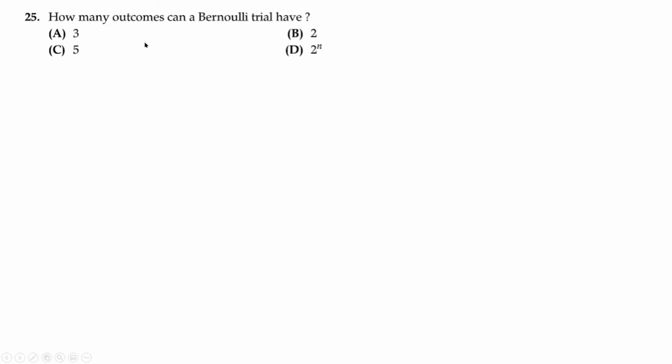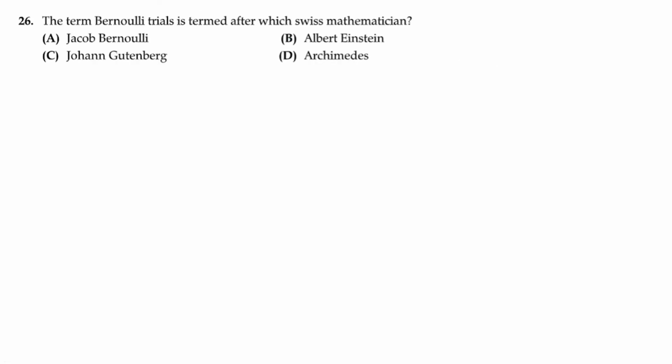Next question, how many outcomes can a Bernoulli trial have? 3, 2, 5 and 2 raised to 1. We have studied that Bernoulli trial will have only two outcomes, probability of success and probability of failure. So the answer is B, 2. Next question, the term Bernoulli trials is termed after which Swiss mathematician? Jacob Bernoulli, Albert Einstein, Johann Gutenberg, Archimedes. So this is obvious, option is A.